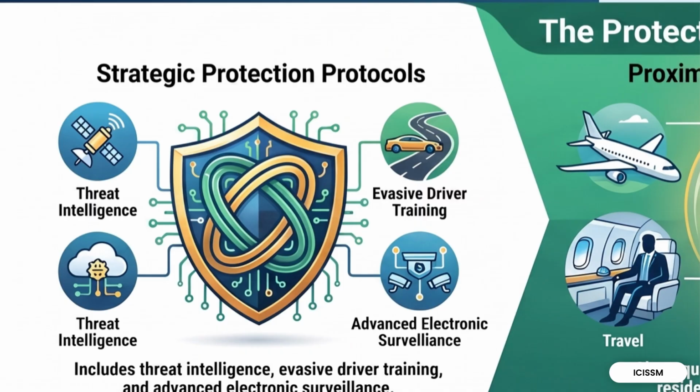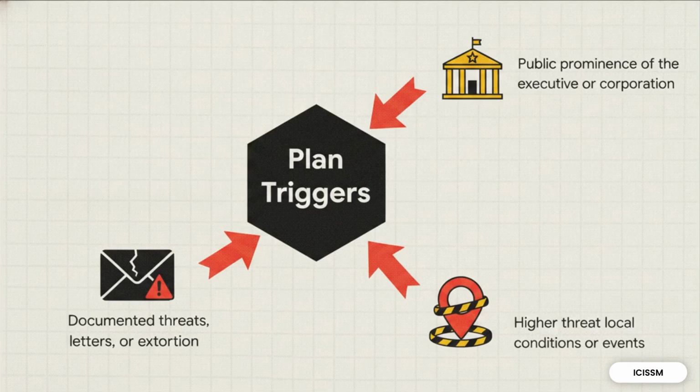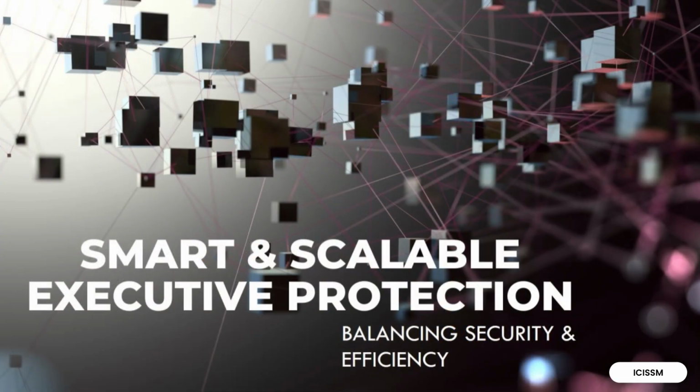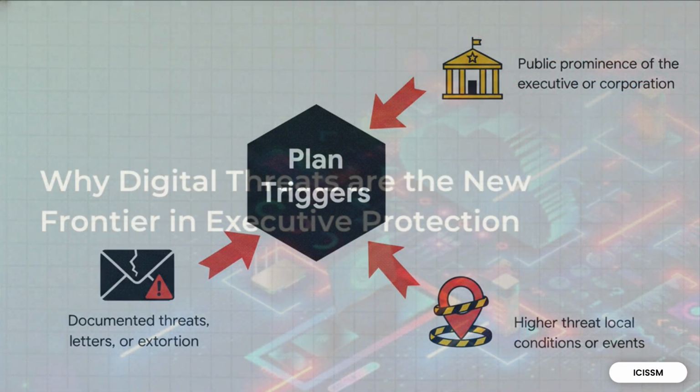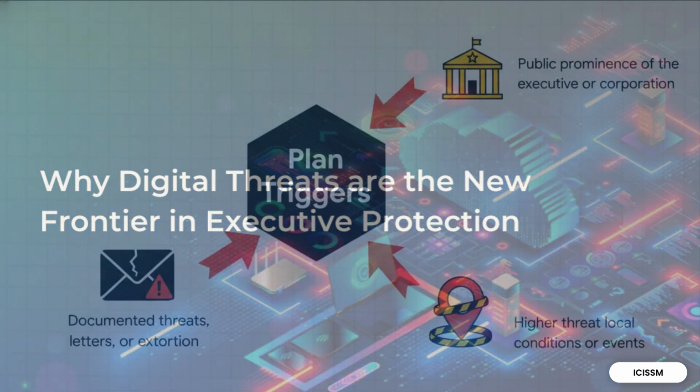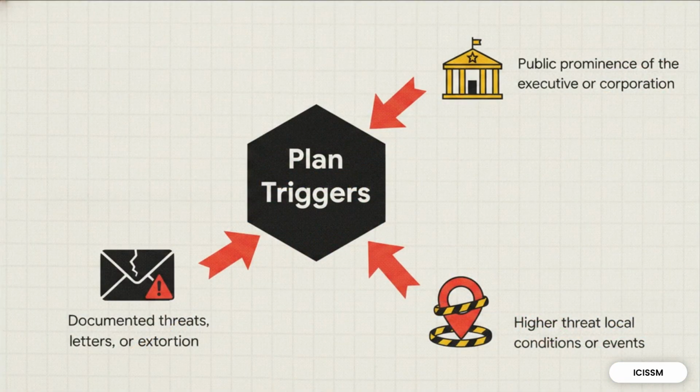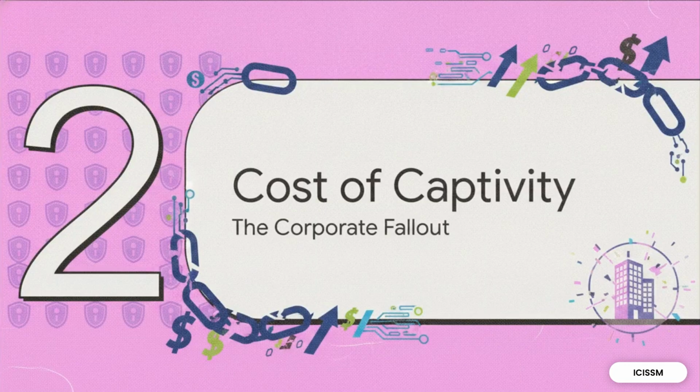This brings us to what actually triggers a management protection plan in the first place. Because let's be real, you don't get executive protection just because you work in a pleasant, friendly industry. The triggers are highly specific. It's usually the sheer public prominence of the executive or the corporation itself. It's triggered by documented threats, abusive letters, or extortion attempts, and of course, high-risk local conditions and specific geographical events. If you're heading into a controversial event or a volatile region, that threat level spikes instantly, and a structured defense becomes mandatory.